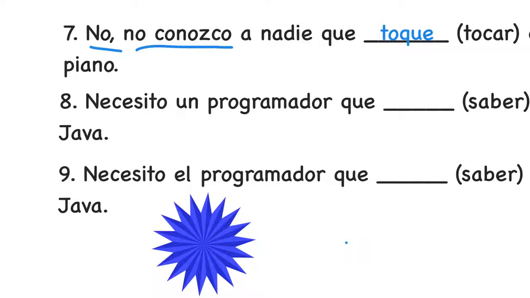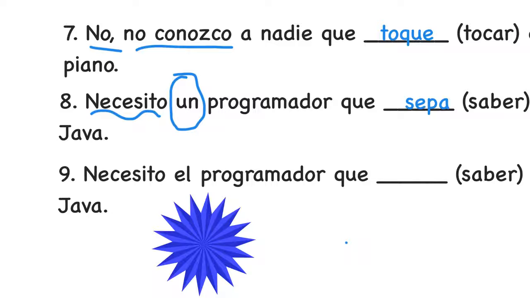Okay, what about the next sentence? Necesito un programador que saber Java. We do have necesito, necesitar, which could mean that this is a sentence in the subjunctive. We have an indefinite article, un programador. Therefore, that tells us that we're going to conjugate it in the subjunctive. Necesito un programador que sepa Java.